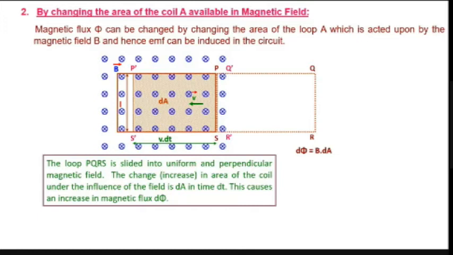L into B. Sorry, not B. L into SS dashes. So P dash S dash into S dash S. P dash S dash is L, S dash S is V dt. So we can write it as B into L into V dt. So this is the expression for d phi. Okay.